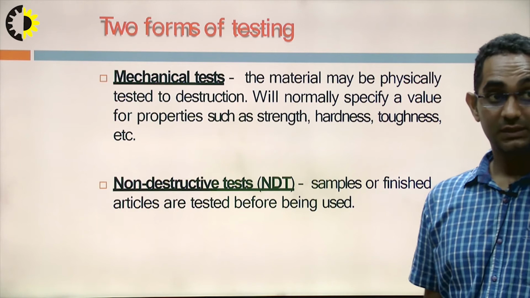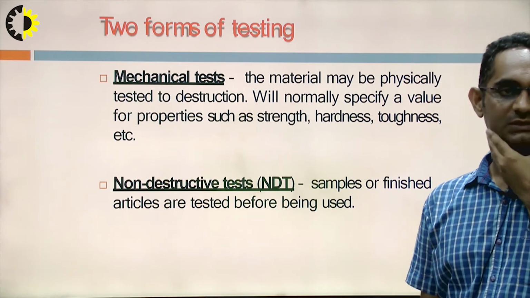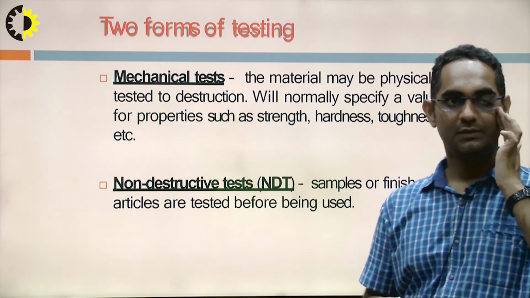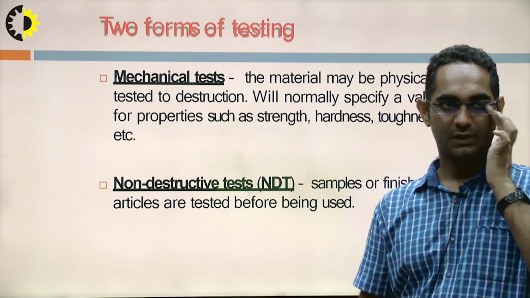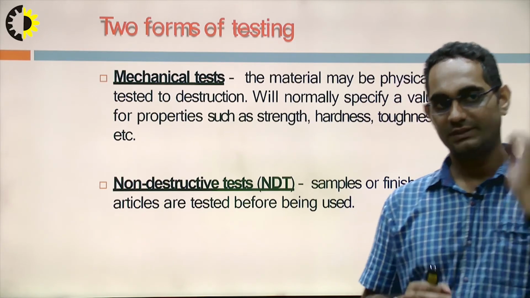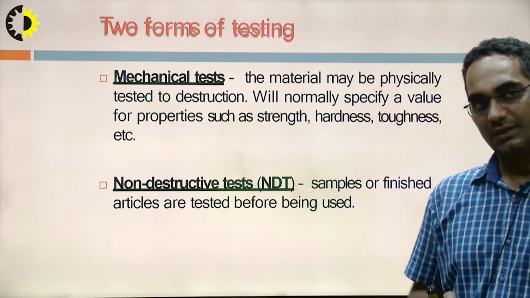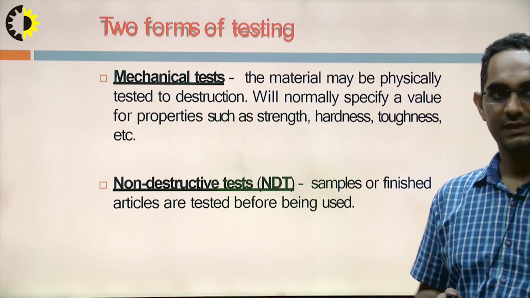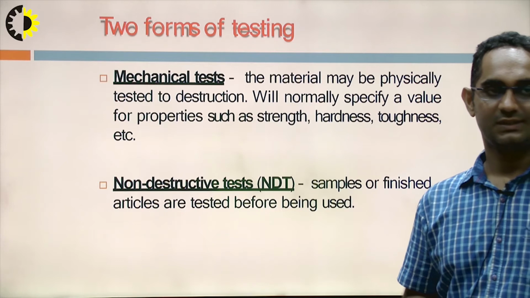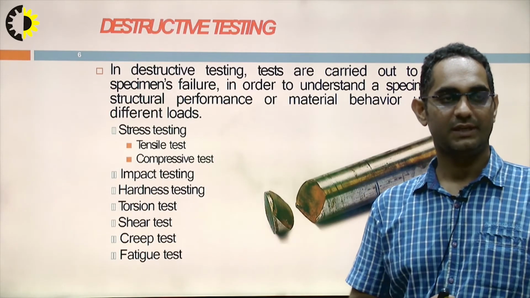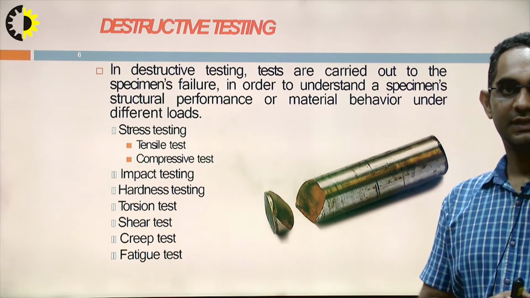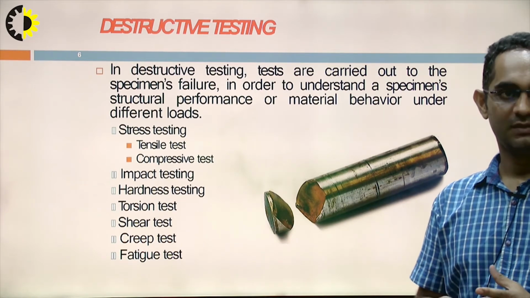Then next are the non-destructive tests. In comparison to the mechanical tests, in non-destructive tests samples or finished articles are tested before being used. Then next is destructive testing. In destructive testing, tests are carried out to specimen failure.